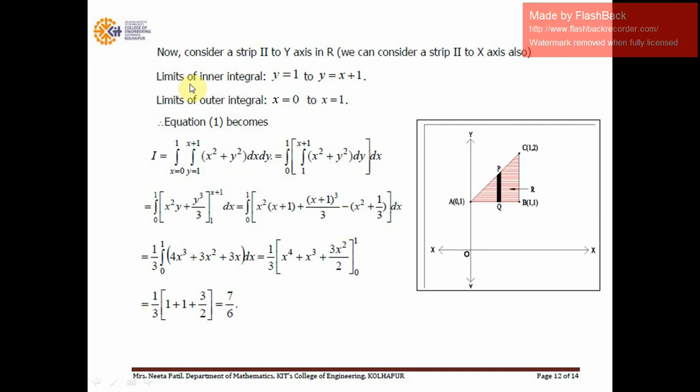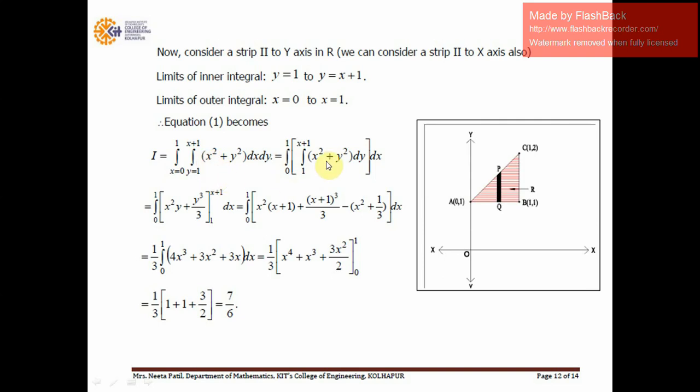Now put the limits of inner integral and outer integral in equation number 1. We get I is equal to double integration, x is equal to 0 to 1, y is equal to 1 to x plus 1, x square plus y square dx dy. As the limit of inner integral is a function of x, we integrate the function first with respect to y, then with respect to x. So it is equal to integration 0 to 1.